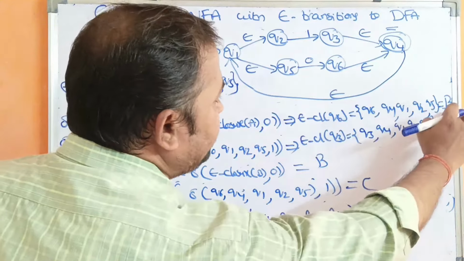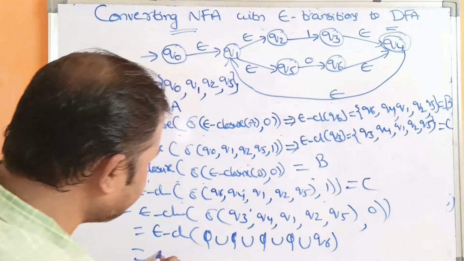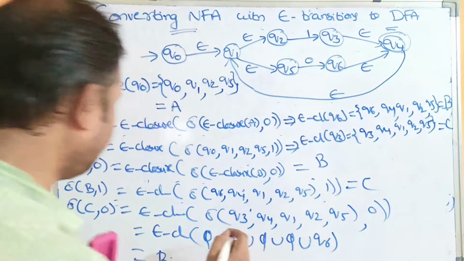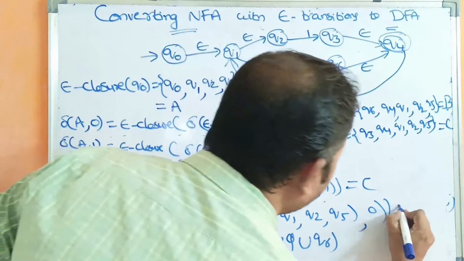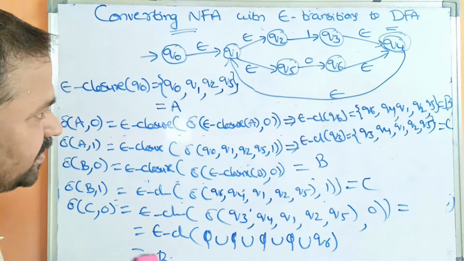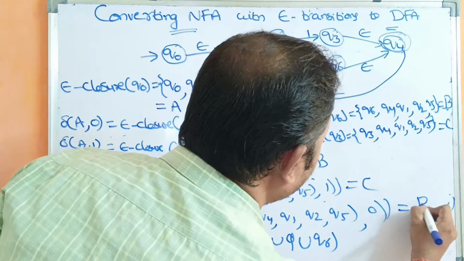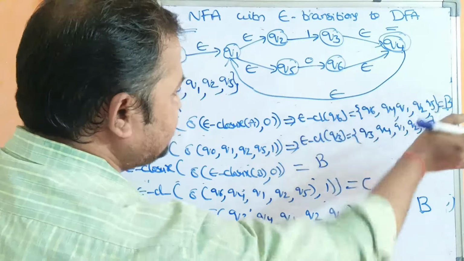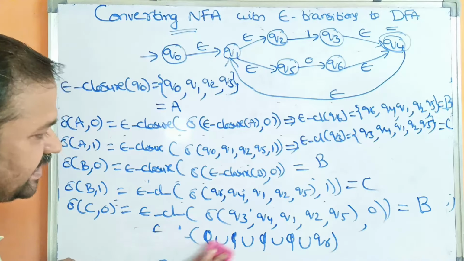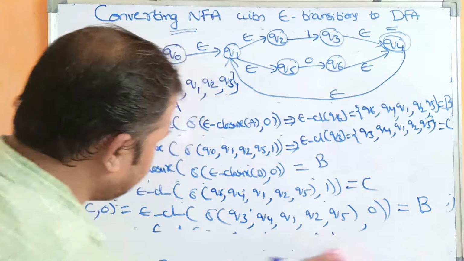It was already calculated. Epsilon closure of Q6 is nothing but B. So here delta of C comma 0 means we will get B. So B is the result. Epsilon closure of Q6 is nothing but B. So next, here there are no new states.